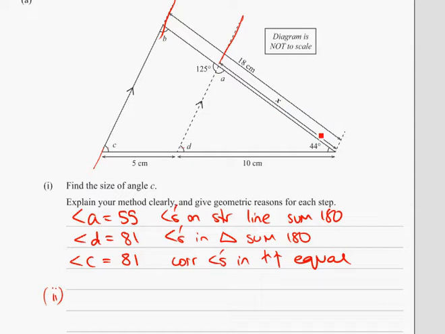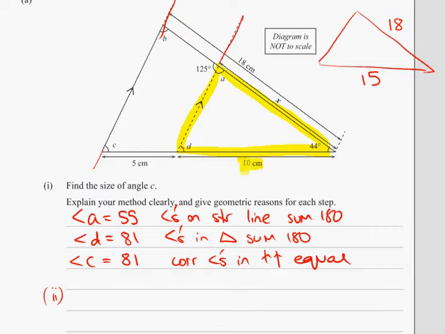So I'm going to use similar triangles. I'm going to begin by drawing the big triangle outside here. You have to imagine that that one is the big triangle. It has one side of 15. It has this side of 18. And then the small triangle, we'll just highlight that. Inside there is the smaller triangle with a side of 10 and X.